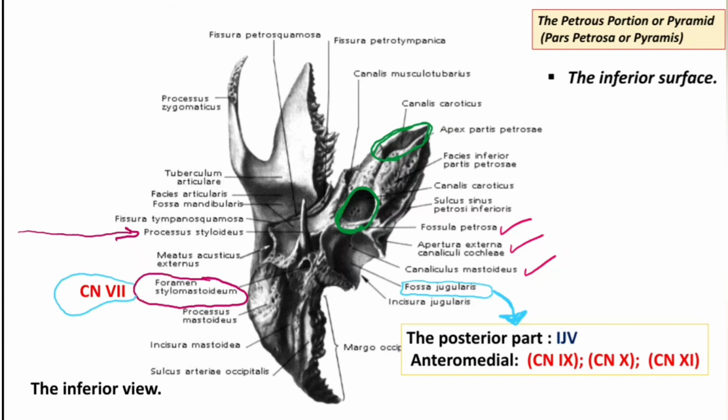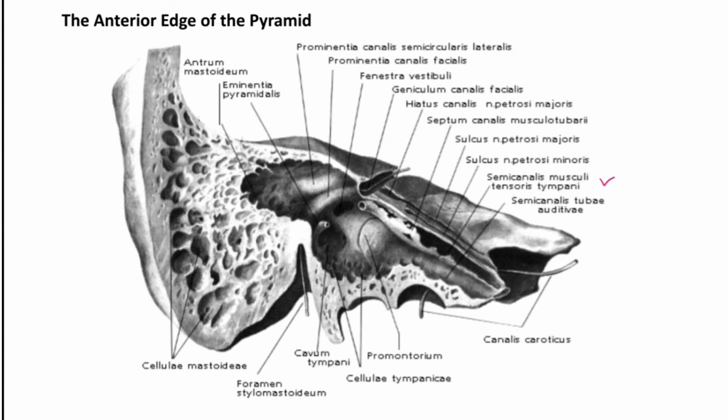Right, now let's talk about the 3 edges of the pyramid, or the 3 edges of the petrous part of the temporal bone. Firstly, we're starting with the anterior edge of the pyramid. On the anterior edge, there are important things which you should be able to recognize. So there is this canal called the musculotubal canal. Musculotubal canal is 2 things: there is a muscle and a tube, right?